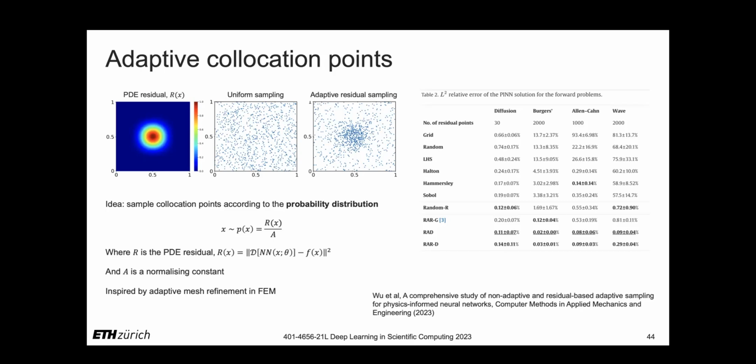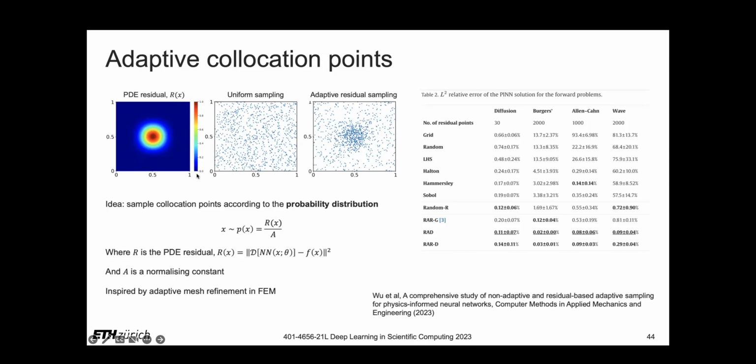There are other choices that you can make. You can be a bit more clever about this and adapt these collocation points depending on how well your solution is converging. For example, this could be any PDE, but what we're plotting here is the residual of that PDE, so how well the network satisfies the PDE over the domain.